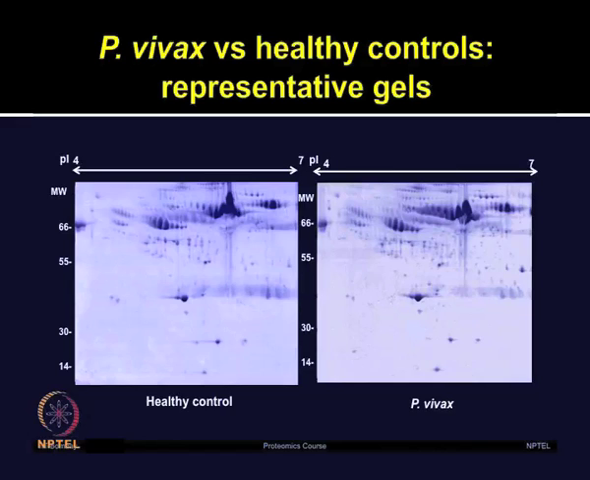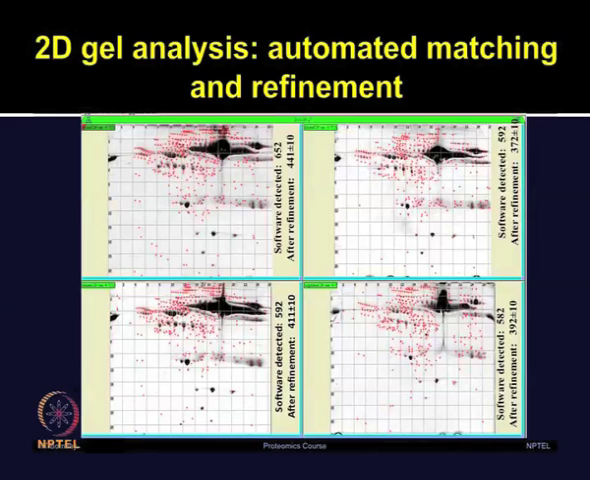These samples, as you can see, were showing a large number of protein spots resolved on these gels. After separating these protein samples on these 2D gels from various patients and controls, the most challenging task was the data analysis. So, automated matching as well as manual refinements were performed to obtain how many spots are significantly modulated due to vivax infection.